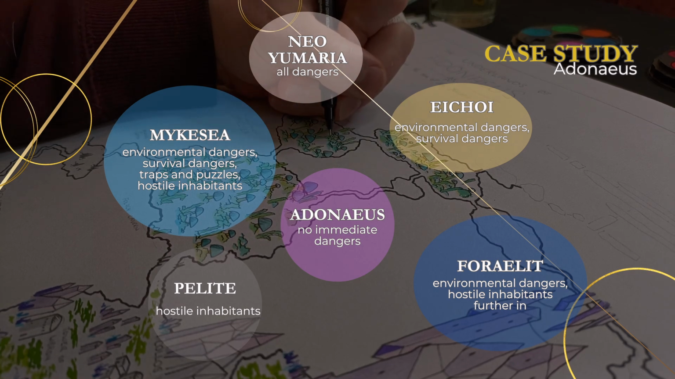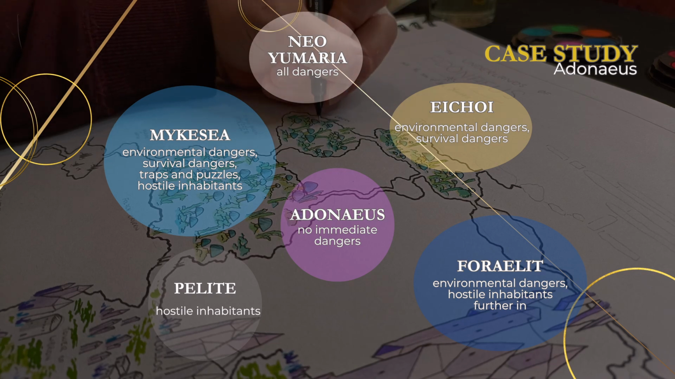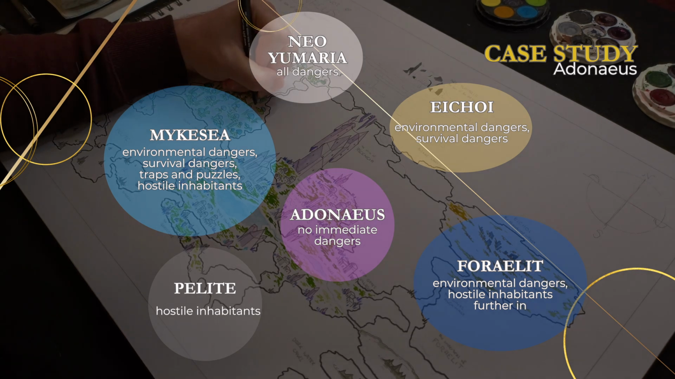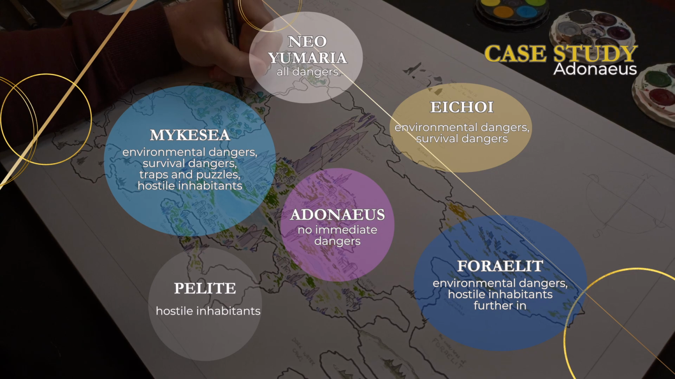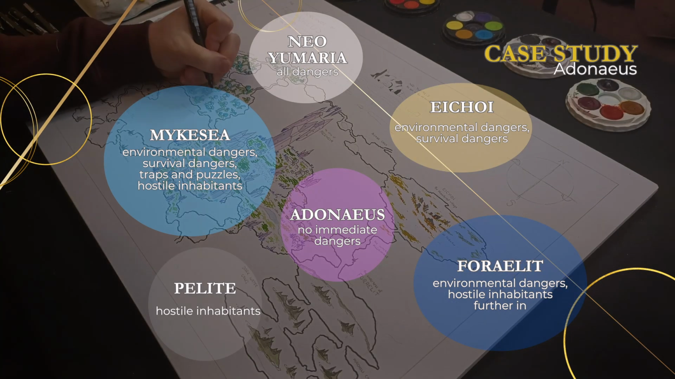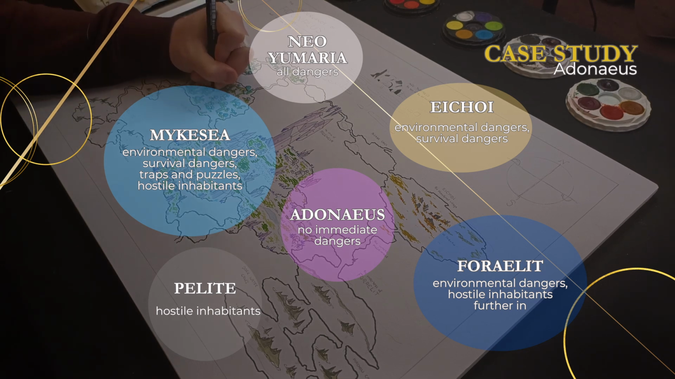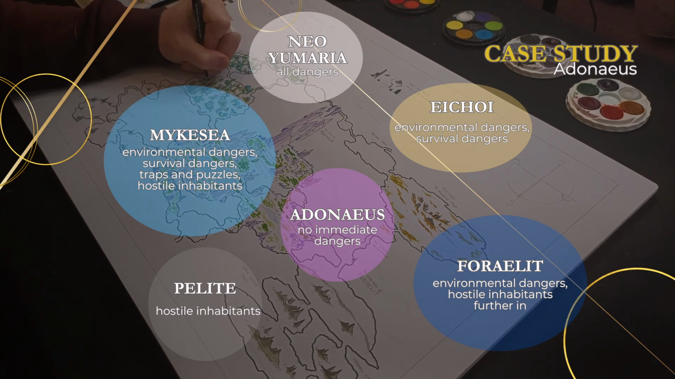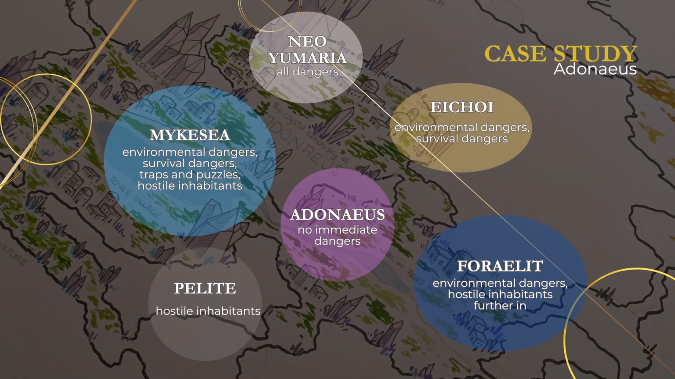Neo Yumaria is the ruin to the north, and that is filled with every possible bad thing in the universe. Between us, you've got to go through 2 caverns on either side at a minimum to get there. So the ones closest to us, Pelite and Foralit, I've got different kinds of encounters. Pelite has hostile inhabitants. They've got spiders in the rocks, insects that want to kill you, the occasional maddened wanderer who will take your supplies. Foralit is a poisonous subterranean sea that has things swimming within it. So if they go exploring through there, they may stir up something from the dark.